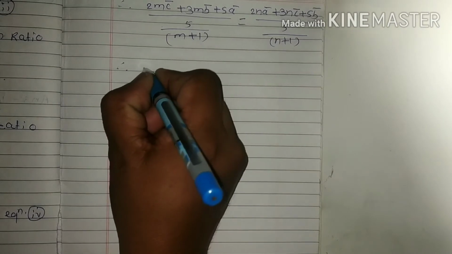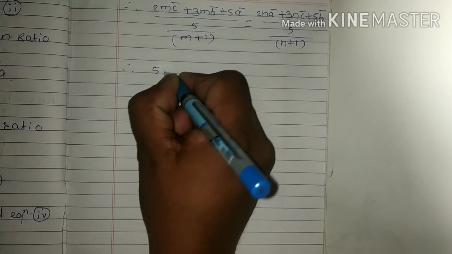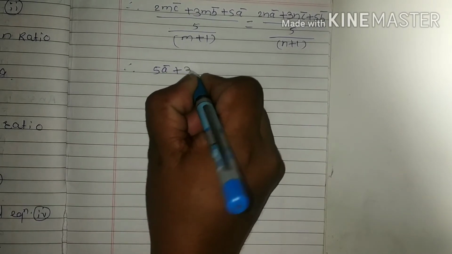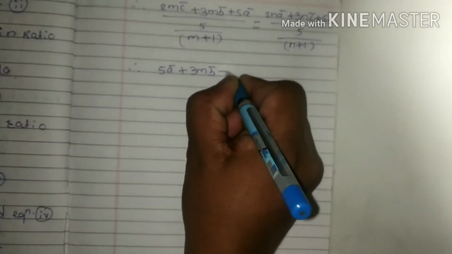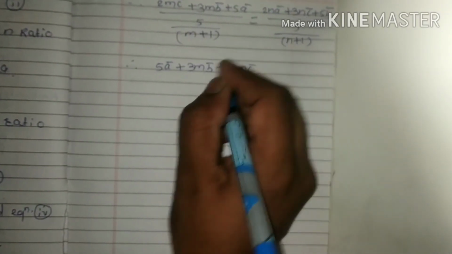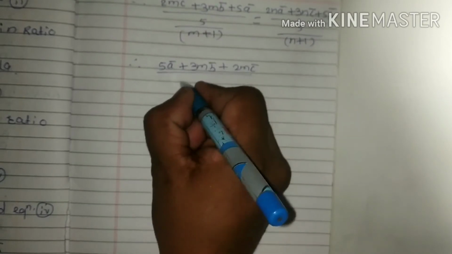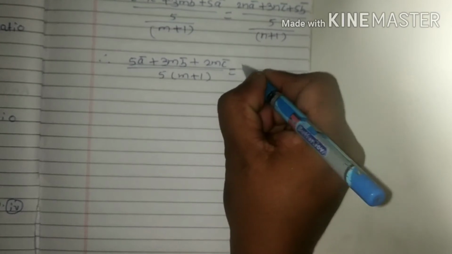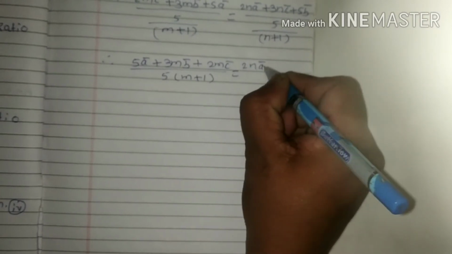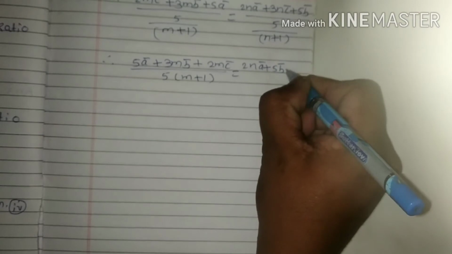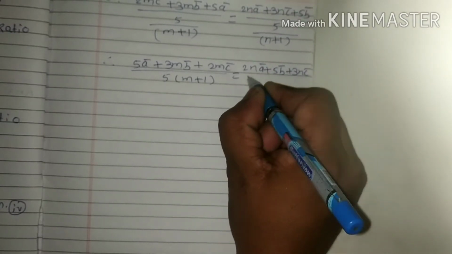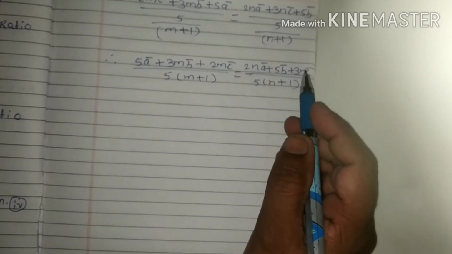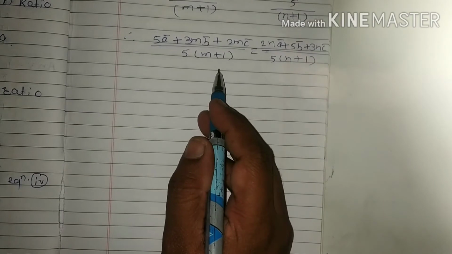Then we rearrange the above equation and we get (5 A bar plus 3m B bar plus 2m C bar) divided by 5 into (m plus 1) is equal to (2n A bar plus 5 B bar plus 3n C bar) divided by 5 in bracket (n plus 1). Arranging the above equation, we get the value.